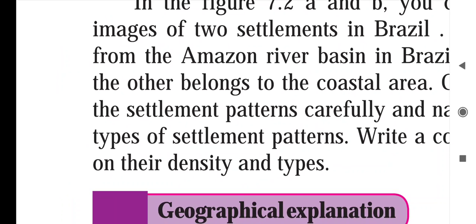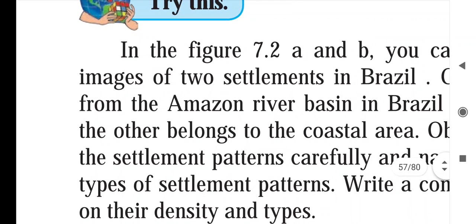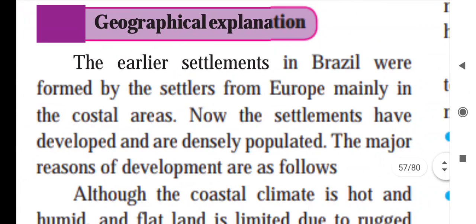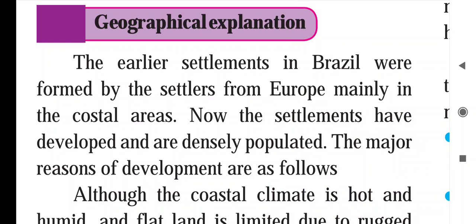We have seen figure 7.2a, it is a dispersed settlement, and 7.2b, it is also a dispersed settlement. Okay, now see the geographical explanation. The earlier settlements in Brazil were formed by settlers from Europe, mainly in the coastal areas. So see, in the coastal areas the settlement is more, means people get water in the coastal areas, so that's why people established settlements.